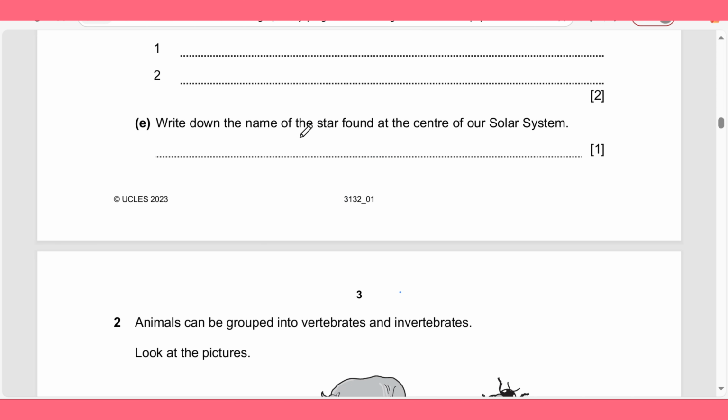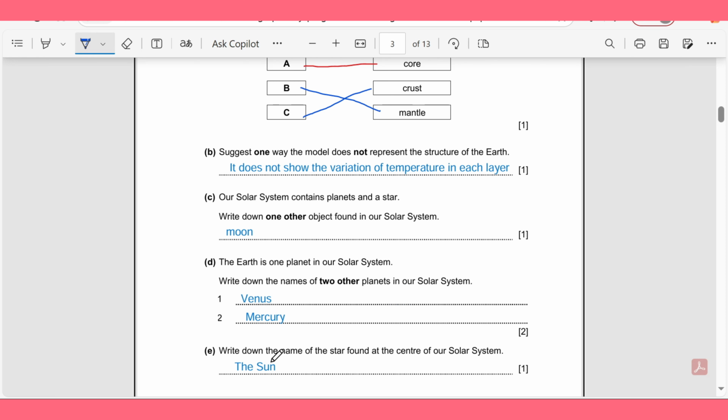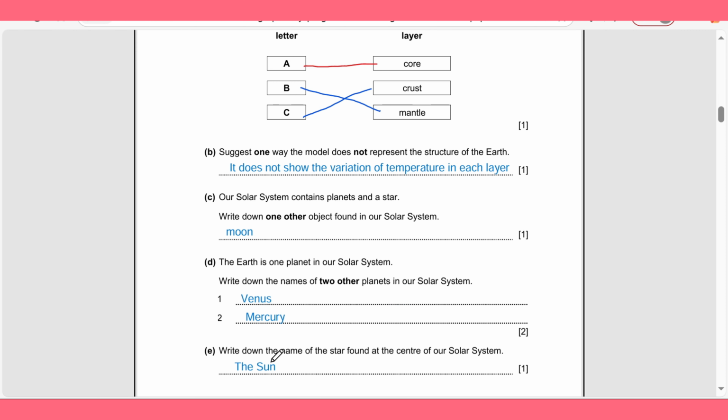Okay guys, 1E. Write down the name of the star found at the center of our solar system. Let's check out the answer. Well, it's the sun, of course. Alright, so let's move on to the next.